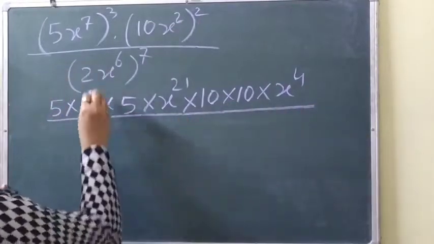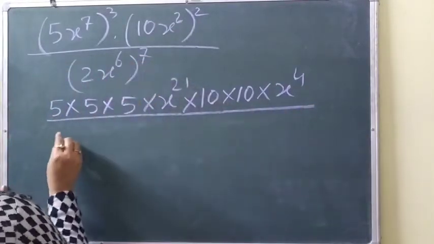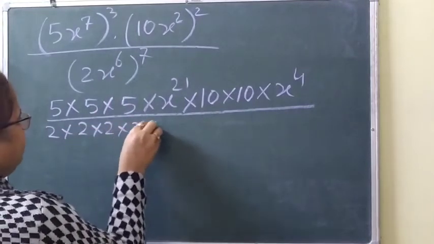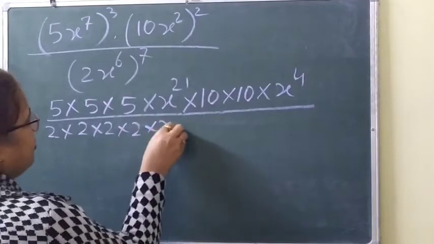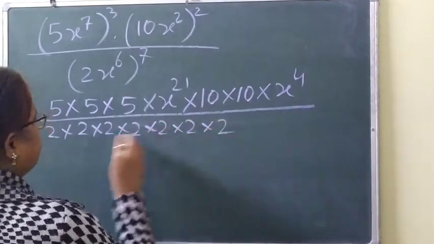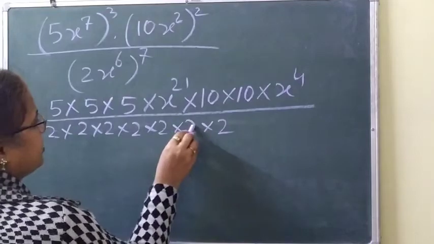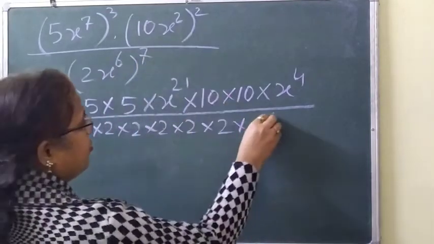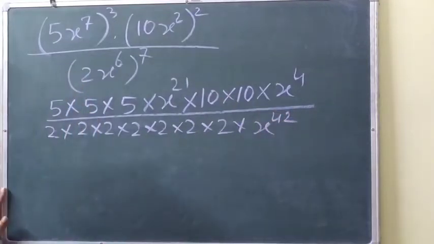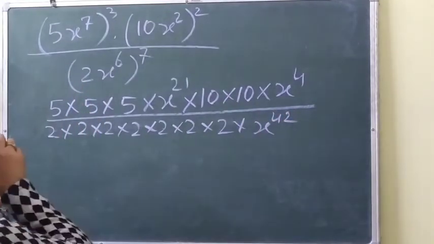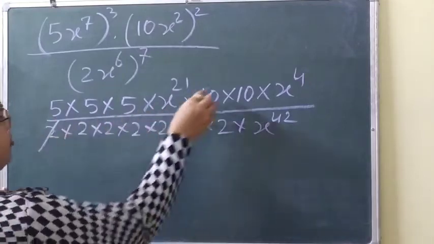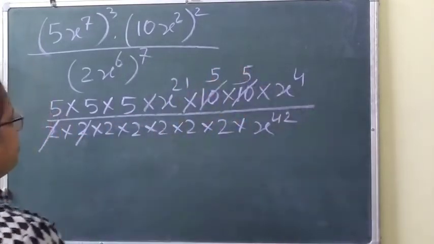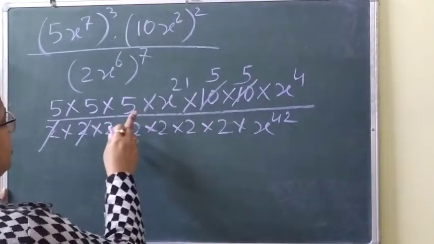Again we will draw a line. Then 2, how many times? 7 times. Clear? So 2 into 2 into 2 into 2, 1 2 3 4 5 6 7. And then x to the power, 6 sevens are 42. Clear? Now we can cancel. Yes, 2 fives are, then 2 fives are, this we can cancel. Then what can we write here?